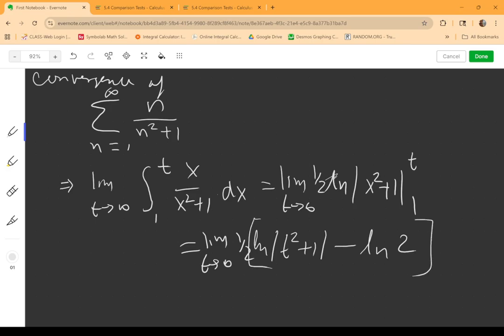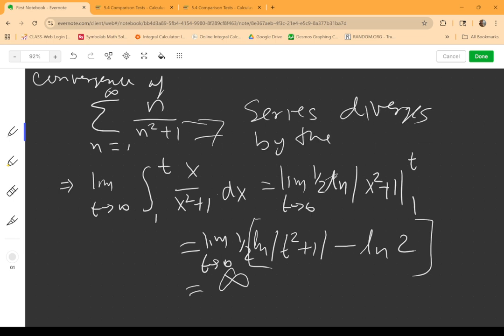Okay, so ln of 2 is a constant, so that stays a constant. And then our natural log is an increasing function. So we see here that this goes to infinity. Hence, by the integral test, this series diverges.